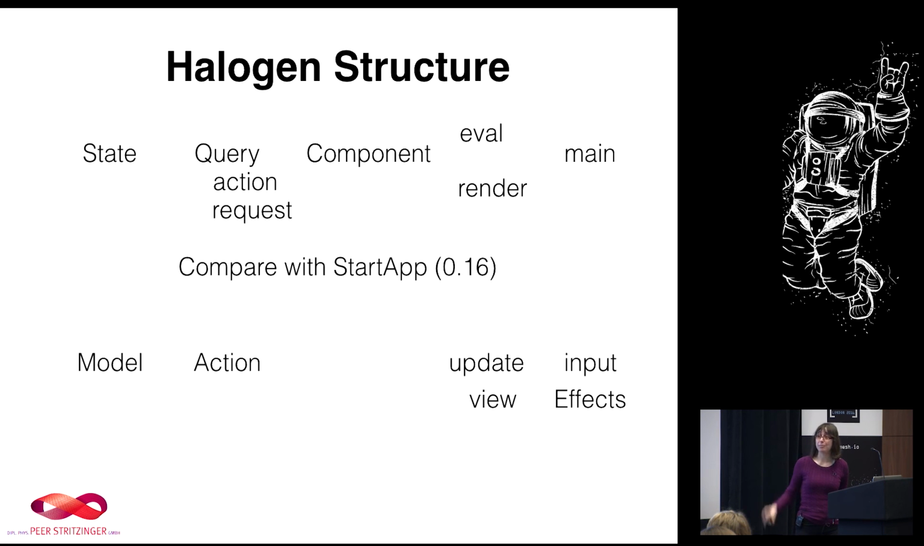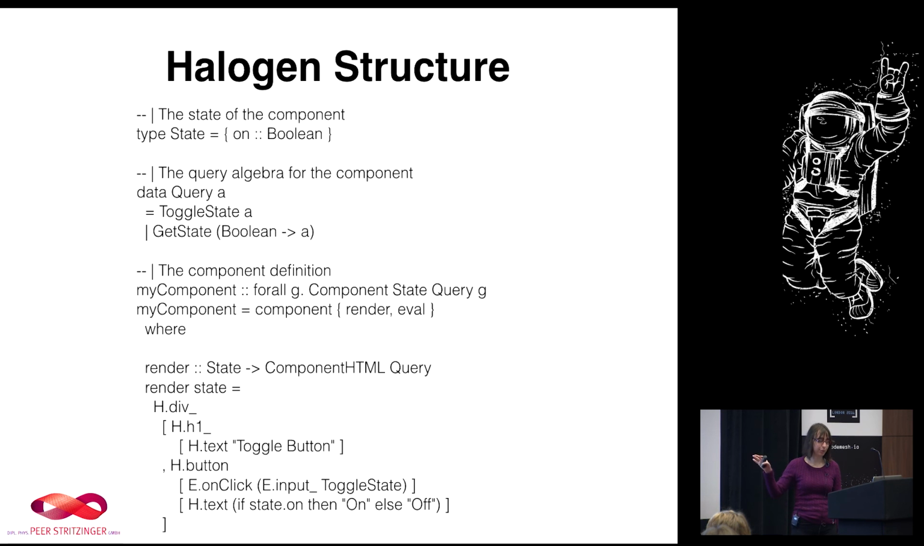It still looks a little bit like the Elm architecture. Model is state, action is contained in query, query contains action and request. Request is a way to ask something out of a component. Component has its own type, which is probably a good idea, I think. Update is eval, and render is view, and view is render. And inputs and effects can be wired into the main. And this is not all the code for a Halogen app, but enough to get the idea of how it looks.